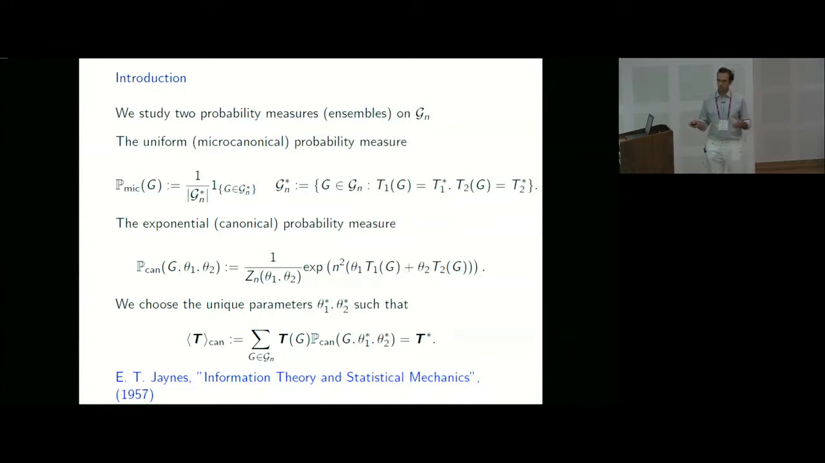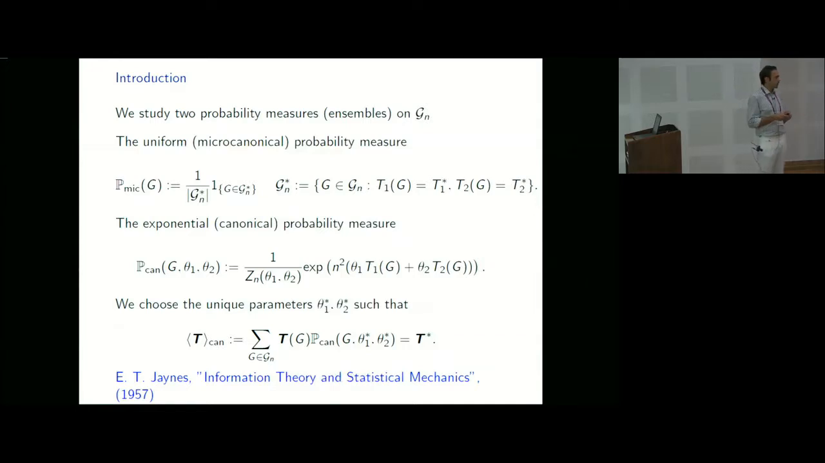And so here you have some general parameters, but we are interested in a specific choice of parameters, namely theta 1 star and theta 2 star, which yield these desired averages. So on the canonical ensemble, we choose these parameters so that on average, you obtain this constraint, but in the microcanonical ensemble, you just fix them from the beginning.